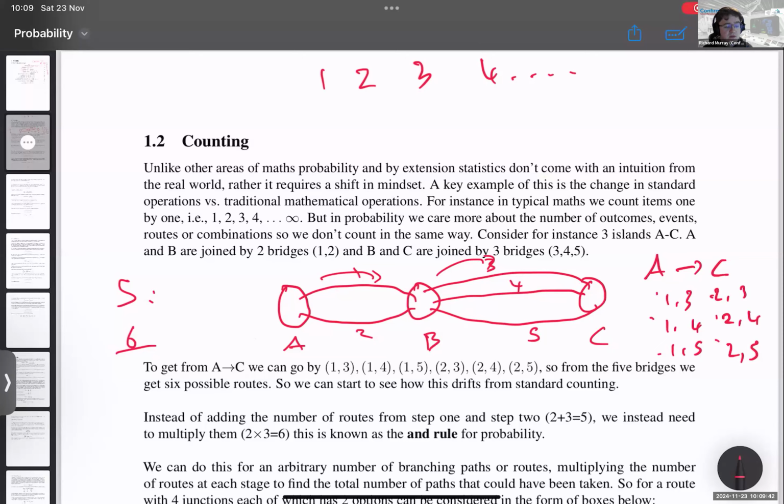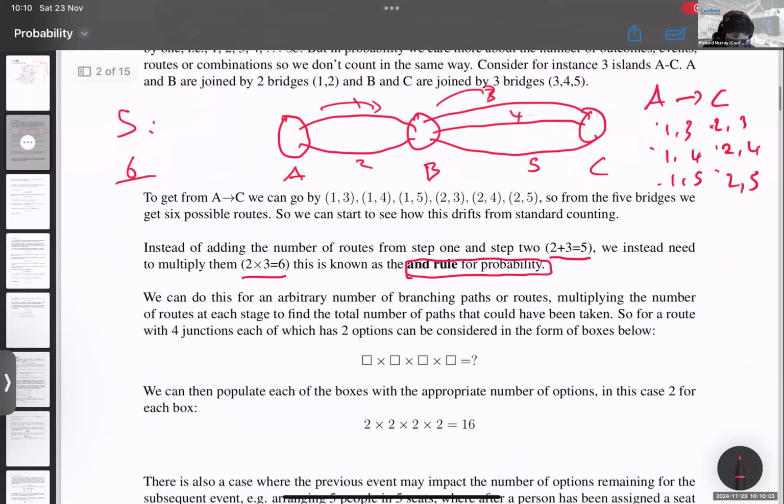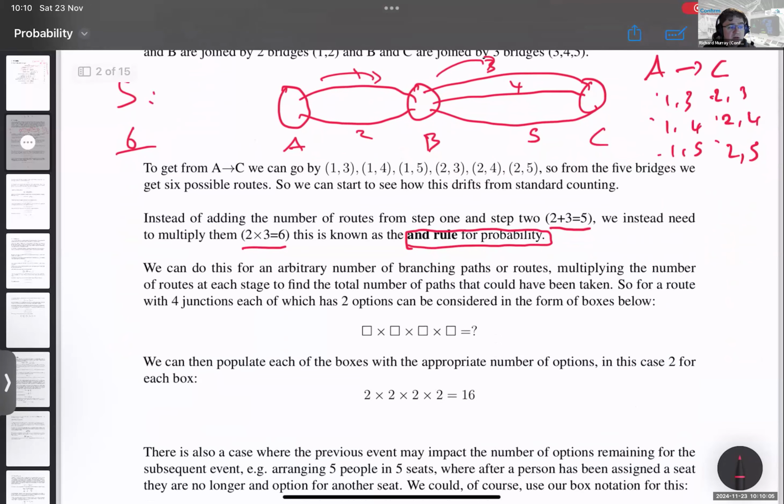And this is where the probability starts coming in. So instead of saying 2 plus 3 is equal to 5, we're saying 2 times 3 is equal to 6. This is known as the AND rule in probability, and we will see this coming up again and again throughout. Counting them out each time becomes very, very time consuming.